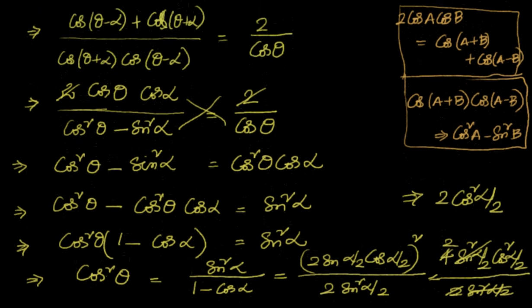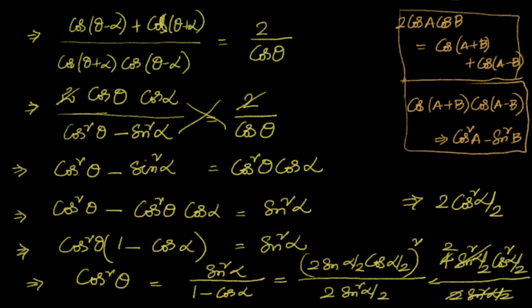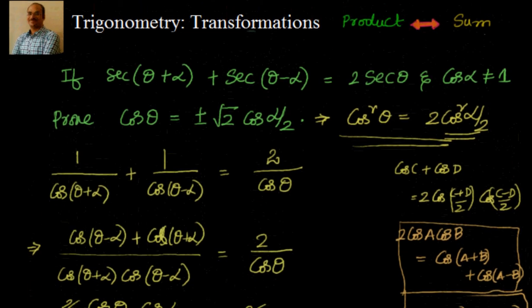After that we tried to separate theta and alpha, keeping them at LHS and RHS. We see that the value we get is sin square alpha by 1 minus cos alpha, and I have to prove it in alpha by 2's. That means I have to go to the submultiples. So I have taken sin alpha equal to 2 sin alpha by 2 cos alpha by 2 and 1 minus cos alpha equal to 2 sin square alpha by 2. By that I am able to achieve cos square theta equal to 2 cos square alpha by 2. If you take the square root of that, cos theta equals plus or minus root 2 cos alpha by 2.